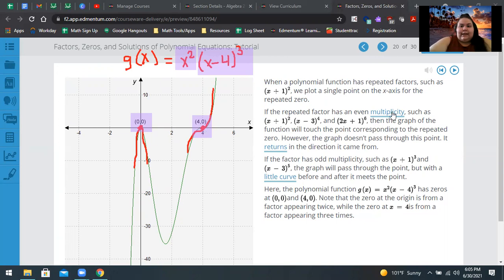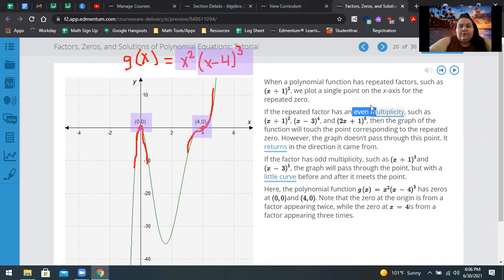So that is the idea of the multiplicity of each factor. So again, even will bounce. This is how they describe it. However, the graph does pass through, or it returns in the direction it came from. And if the factor has an odd multiplicity, the graph will pass through the point, but with a little curve before and after it meets the point. So again, make sure you take a note of that. You can go ahead and list it as multiplicity.